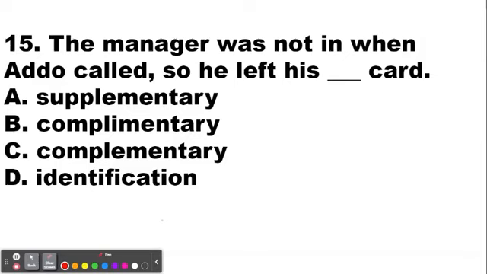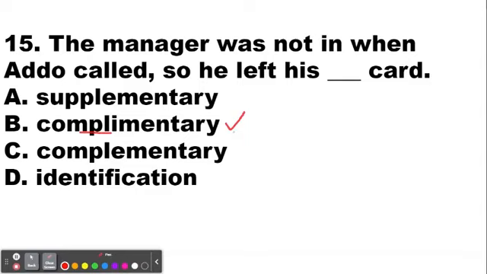Complementary. D. Identification. The correct option is C. Complementary, and you have to take note of the spelling because B is complementary, C is also complementary, but the difference is in their spelling. Complementary in B has I after L, and in C you have E after L, and the difference is that this one is complimentary. When you compliment someone, you commend them or you praise them.